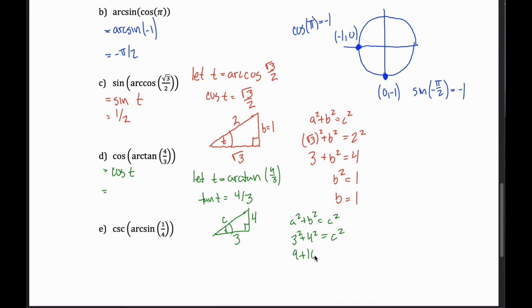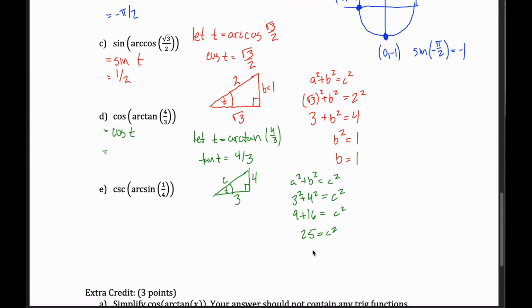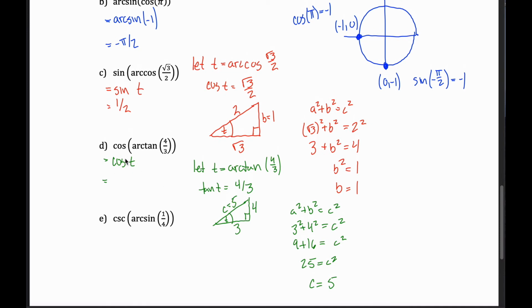So 9 plus 16 is c squared. 9 plus 16 is 25. So 25 is c squared. Take the square root of both sides and you get that c is plus or minus 5. But since we're talking about side lengths, it must be positive 5. I have all three sides of this triangle labeled, which makes it easy for me to figure out the cosine of t.